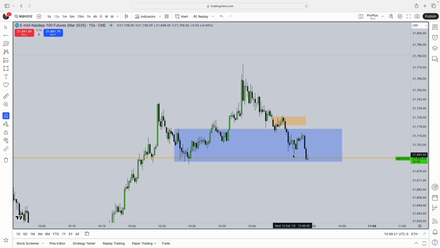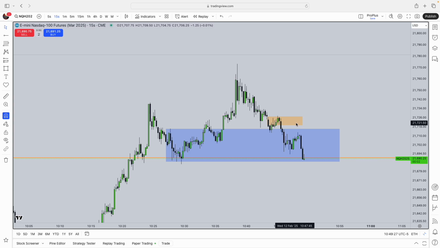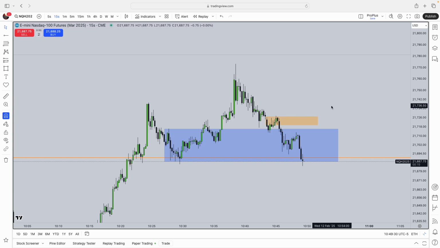Now, there's a low, high, low, low. So this one could work here. Then I'd like to see this still act as an inversion later on.